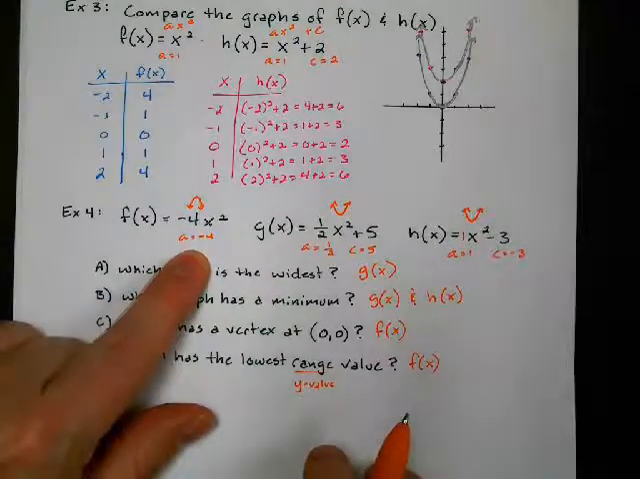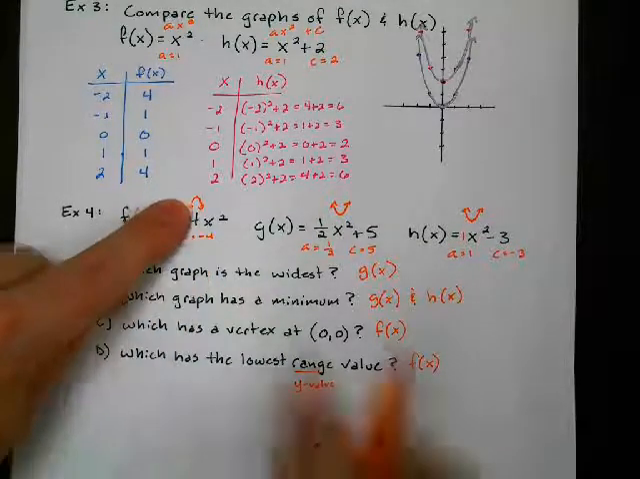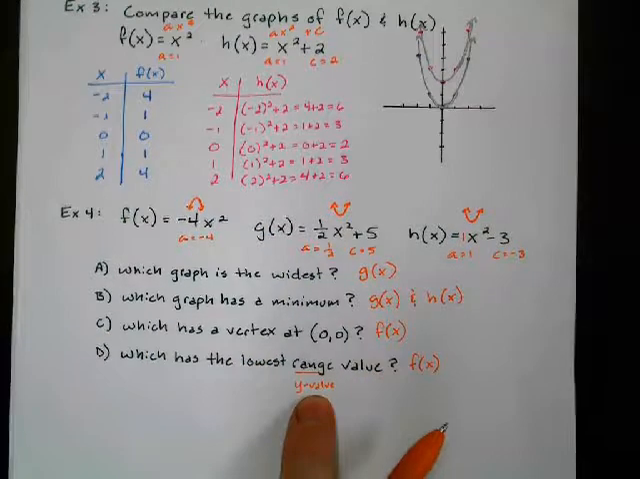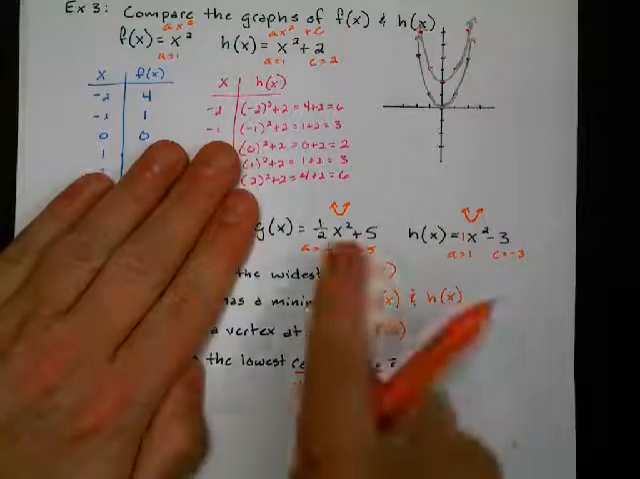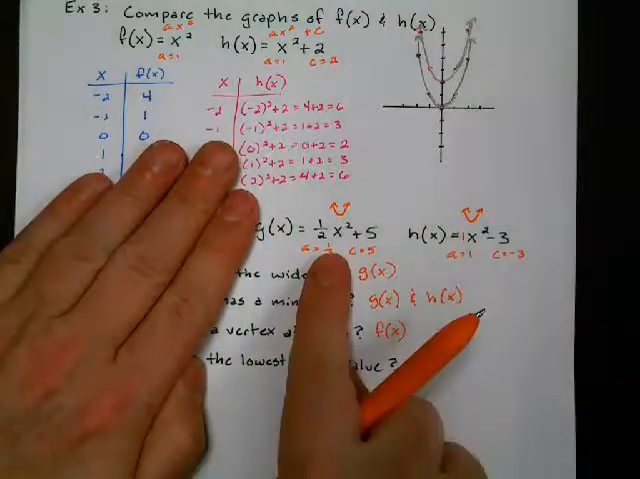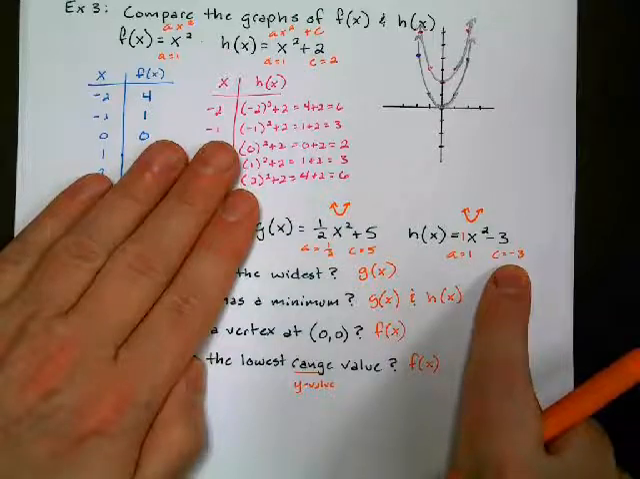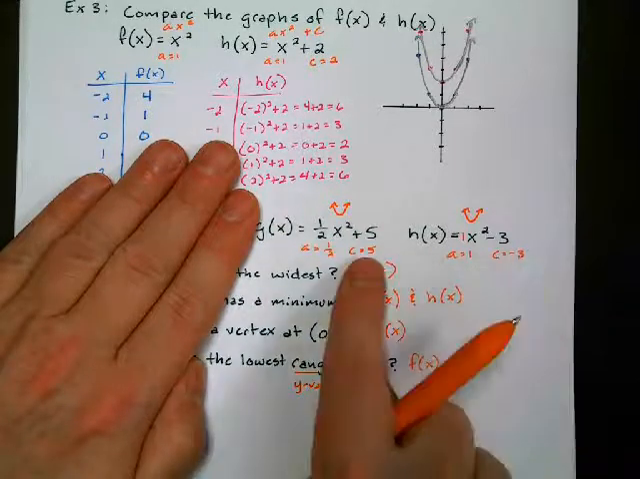Now, if I were just looking between these two, then I would have to say, oh, it's going to be this one. Because this one's vertex is at 0, -3, but this vertex is at 0, +5. So this is our Y value for our vertex. So that one would be lower.